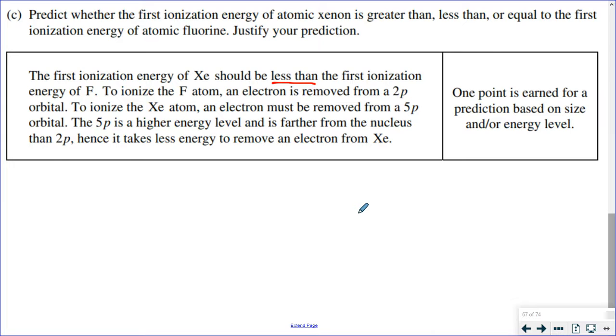To ionize the fluorine atom, an electron is removed from a 2p orbital. They're being very specific, it's really close. And to ionize xenon, it has to be from a 5p, really far away. 5p is higher energy and farther from the nucleus, therefore it takes less energy. You wouldn't have to write all of this.